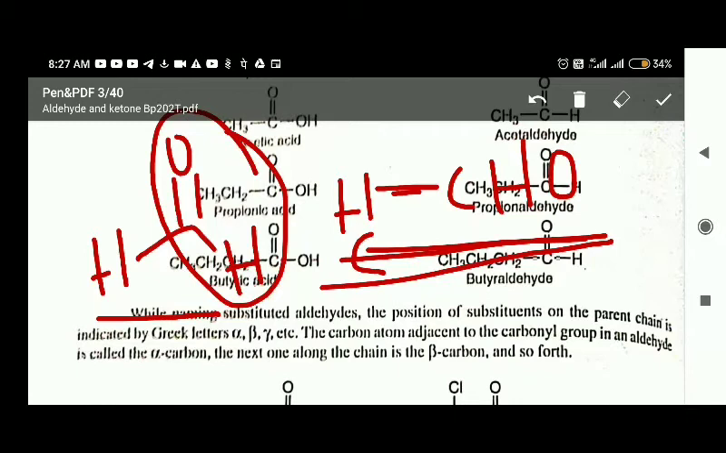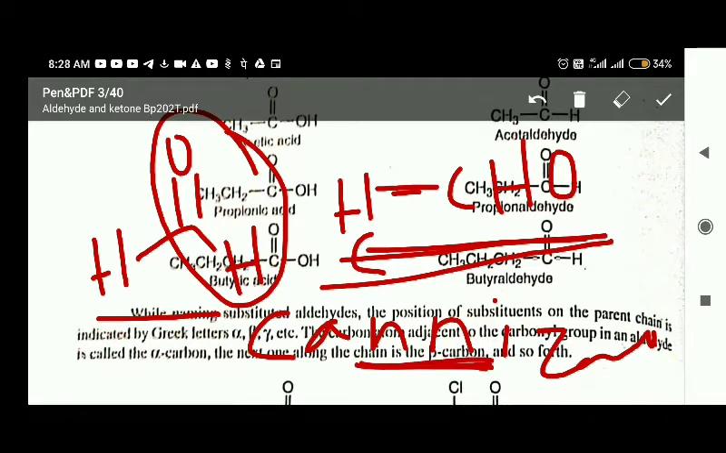So with no alpha hydrogen, which reaction is possible? Cannizzaro. He is saying Cannizzaro reaction: no alpha hydrogen, Cannizzaro. Okay, so you understand this.